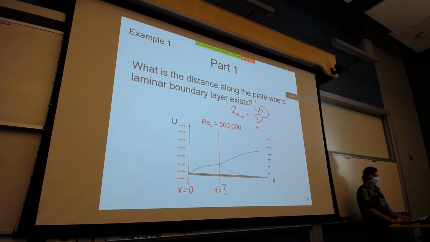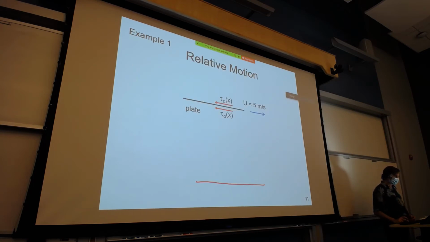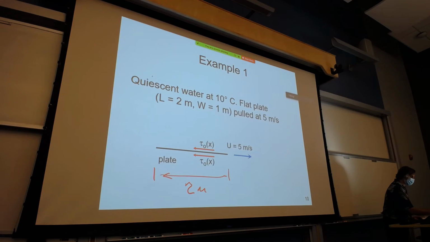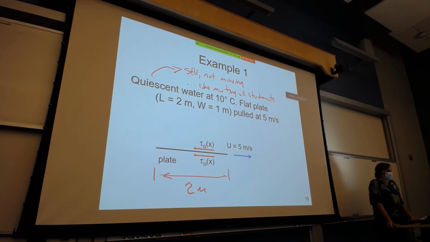We have a question about what quiescent means. Quiescent just means it's still, like in a pond, where there's no real velocity. It can also be associated with sound. Quiescent.